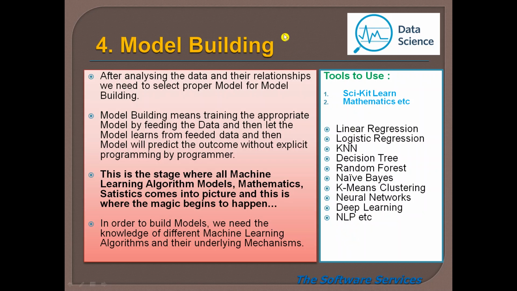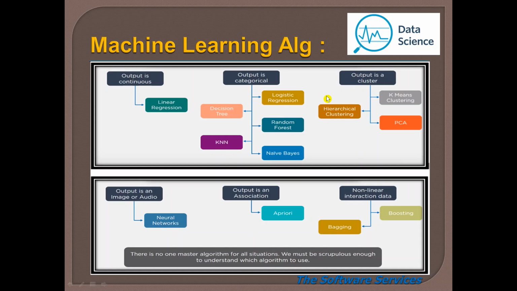Okay, friends, this is all about model building, and let us see the classification of these algorithms, friends, so that you will get a clear-cut idea. Here is the classification, friends: machine learning algorithms classification. If your business requirement is to predict an output that is a continuous variable, then we'll go for the linear regression model.